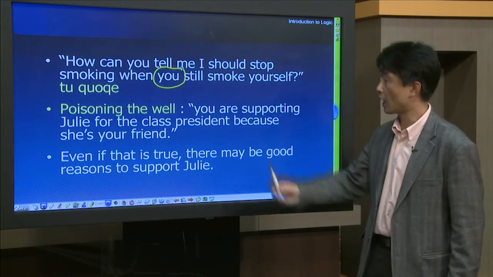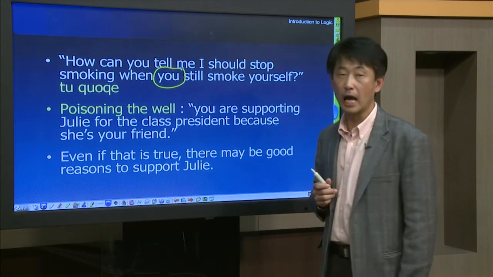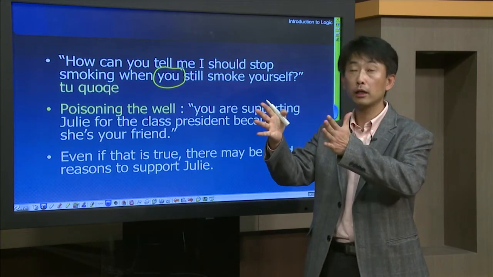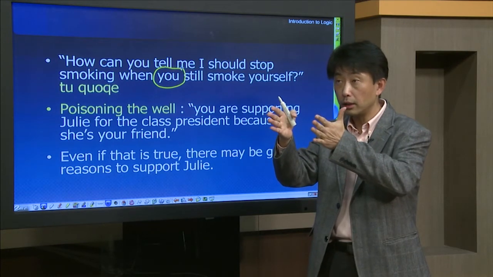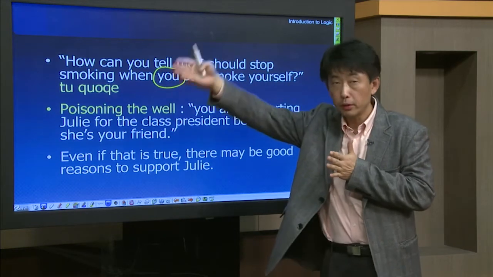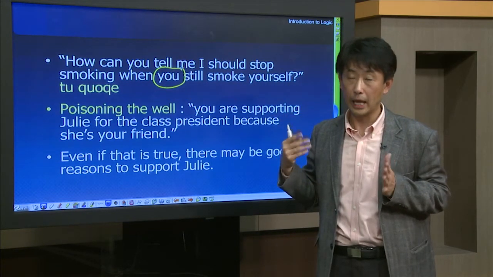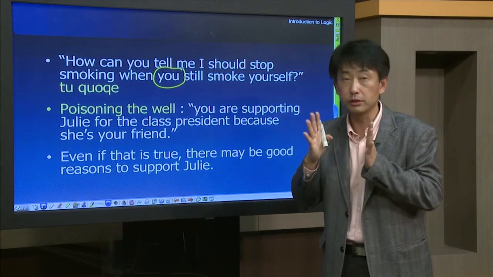So these are examples of the ad hominem fallacy: trying to attack an argument not by looking at the argument and its structure, but by looking at the person who makes the argument. The ad hominem fallacy has that characteristic.